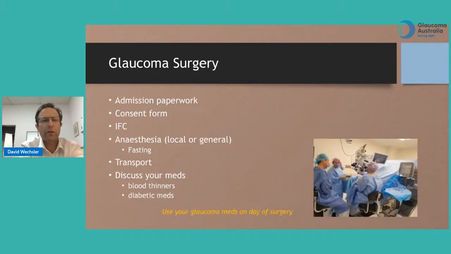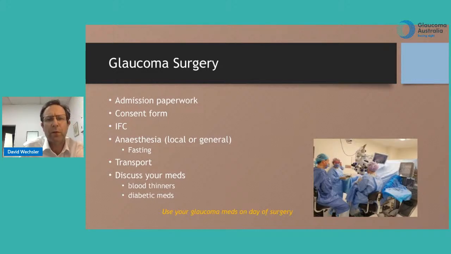Now, glaucoma surgery is a little bit more complicated. As I said before, it's going to be in a hospital. It won't be done in the ophthalmologist consulting room. So there's admission paperwork. Again, there'll be a consent form, and that'll be a hospital consent form. It'll be an opportunity for you to discuss with the surgeon beforehand any questions you might have and just be made aware of the purpose of the surgery, the risks and the benefits. There'll also be a separate IFC, or informed financial consent. And again, this can be quite complicated as it's a surgical procedure and there are a few other people involved, not just the main doctor looking after you.